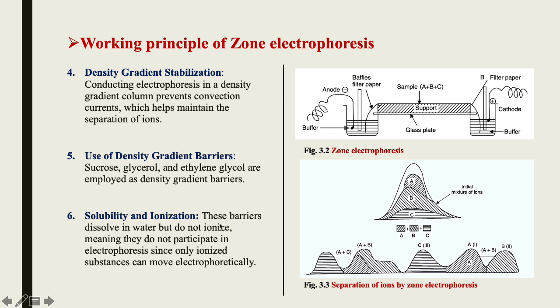So that is the sixth parameter. The barrier dissolves in water but does not ionize, meaning it does not participate in the electrophoresis, since only ionized substances can move electrophoretically. So sucrose, glycerol, and ethylene glycol are generally used only to create the density gradient barrier. They get solubilized but not ionized. This is the best quality of these density gradient barrier molecules. They do not participate in the electrophoresis technique, and they don't move because they are not charged. They are not ionizable substances, so that's why it has this use.